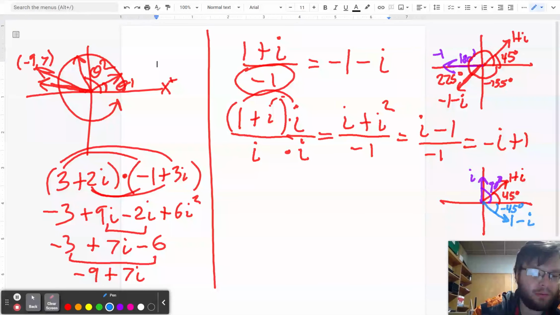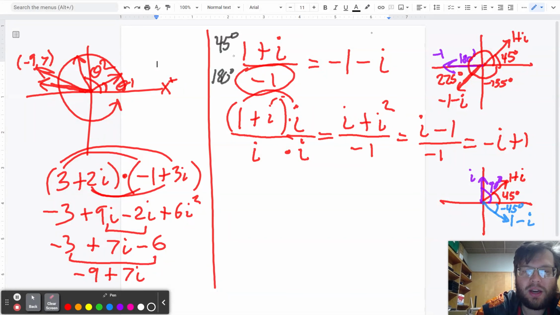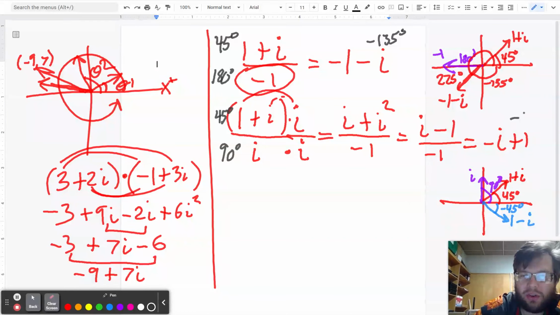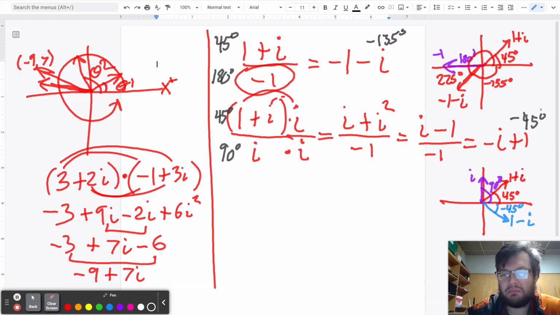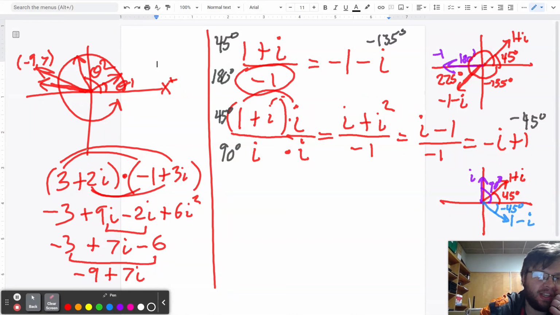In example number 1, we did a 45-degree over a 180-degree, and we ended with a negative 135-degree angle. In example number 2, we did a 45-degree and a 90-degree, and we ended with a negative 45-degree angle. Maybe there's some idea coming to mind. In the example I did with multiplication, we had one angle and another angle, and we ended up adding those two angles together.